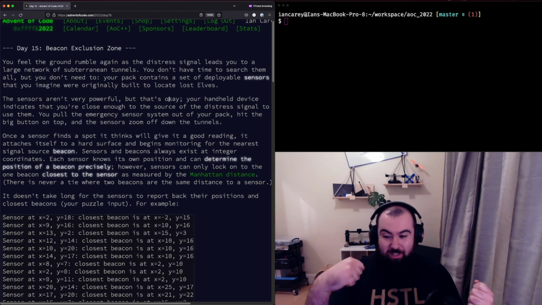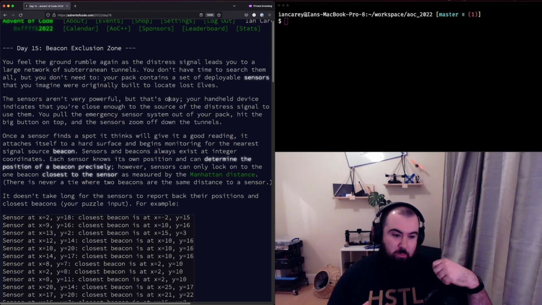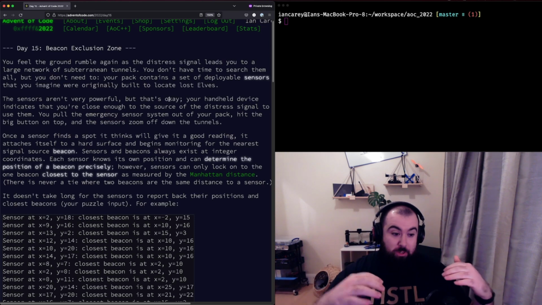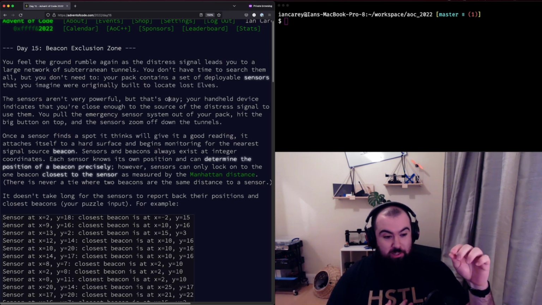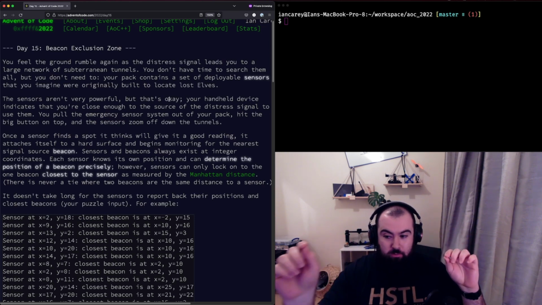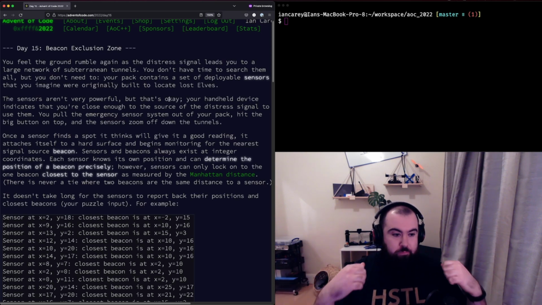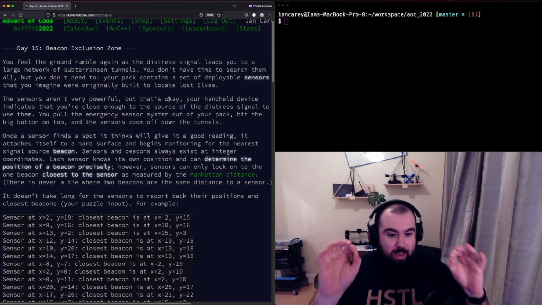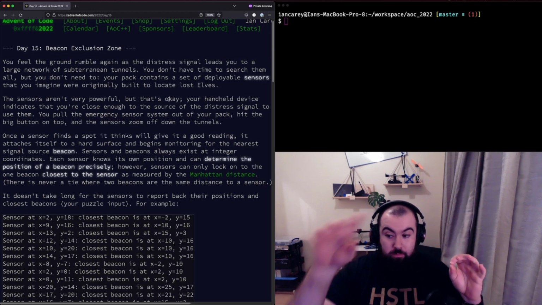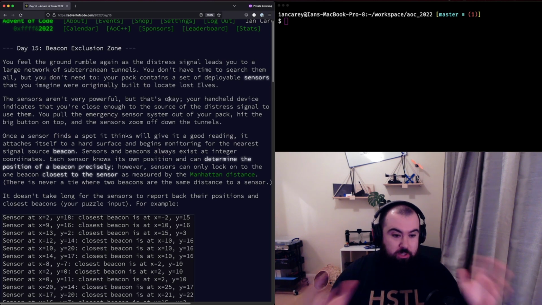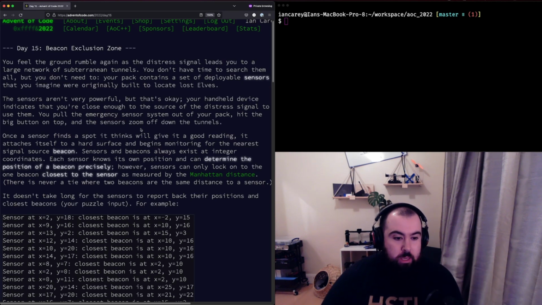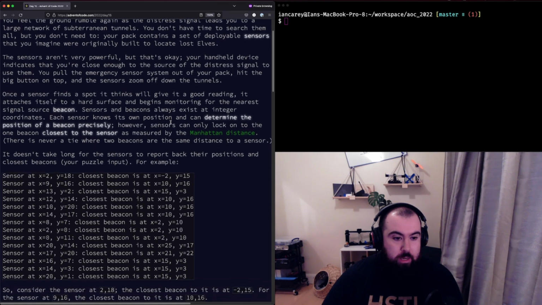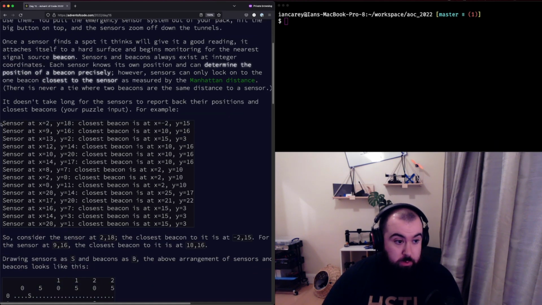You've got a set of sensors and you've got a set of beacons. We're told that our input is basically the coordinates of each sensor, and we're told the coordinates of the closest beacon to that sensor. We're also told that within that distance, there is no other beacon that's going to be closer to the sensor. So this is our puzzle input we're given. We're given all of the sensor locations, and the location of the closest beacon to each sensor.